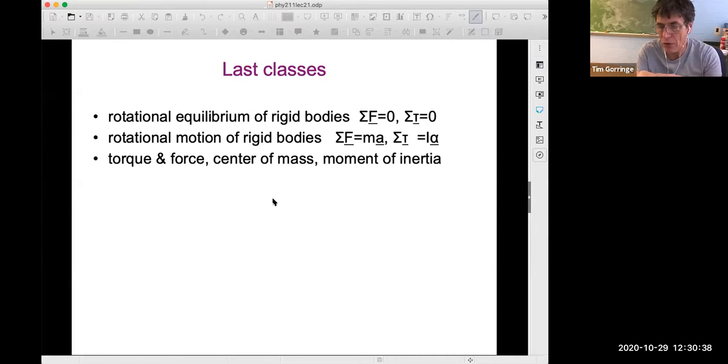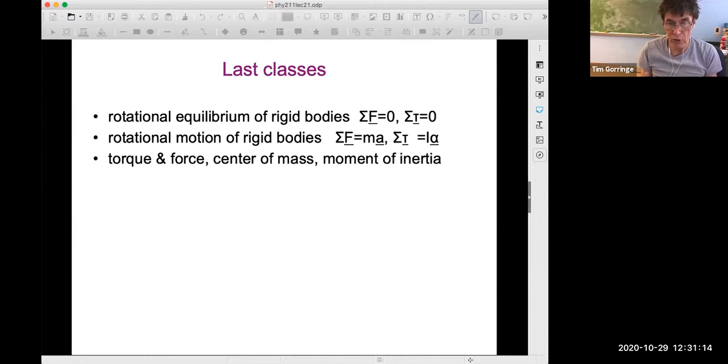So the last few classes, we've covered rotational equilibrium of rigid bodies. That's the condition when the sum of the forces acting on the body is zero, the sum of the torques acting on the body is zero. We talked about rotational motion of rigid bodies. That's when the sum of the forces is non-zero and the body will accelerate. In general, the sum of the torques is non-zero and the body will undergo an angular acceleration in general.